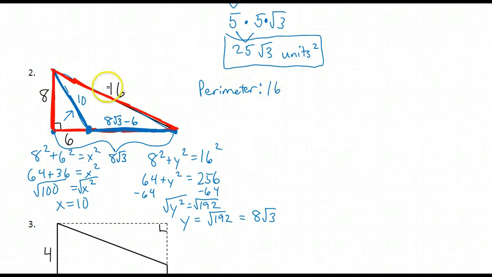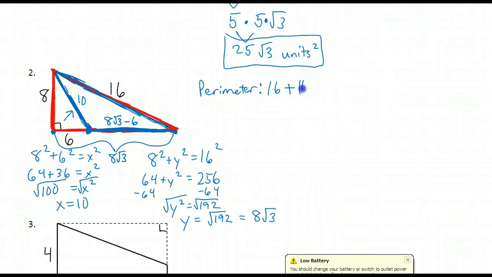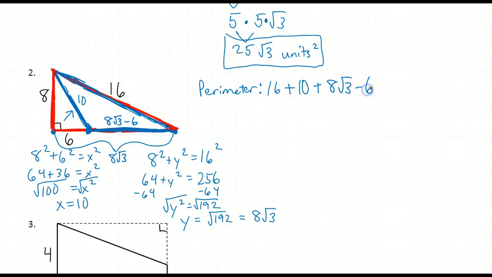My perimeter is going to be 16 plus 10 plus 8 square roots of 3 minus 6. Now I need to combine my like terms. 16 plus 10 gives me 26. Minus 6 gives me 20, and 8 square roots of 3.